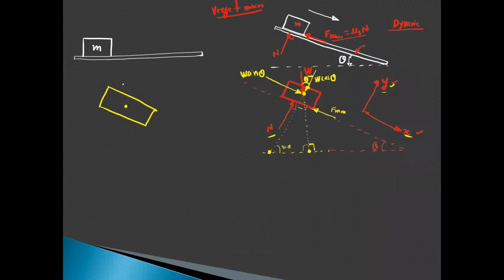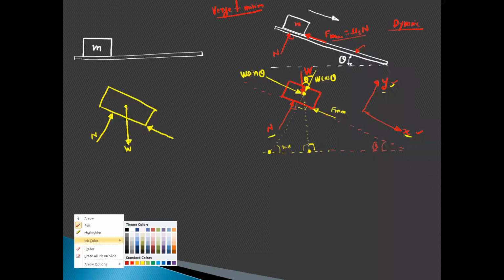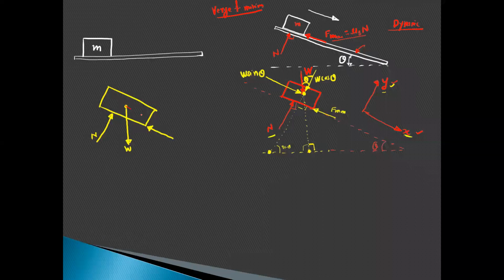So here I have shown the force at this point. You can show the force like this. This is the W. Then here we have the normal reaction, and at this point, we have the frictional force. Right now you can show the component: one along the x direction or along the plane, and second along the y direction or perpendicular to the plane.